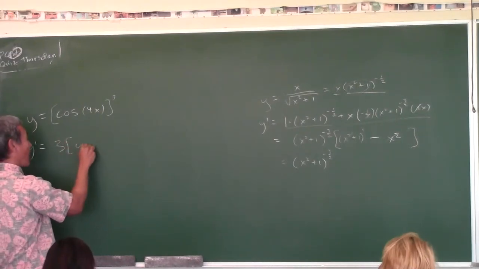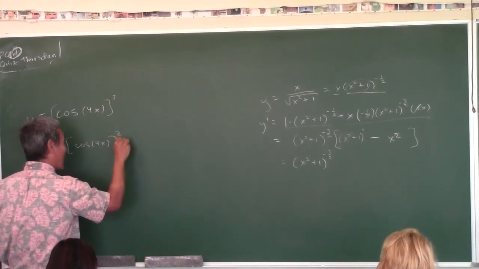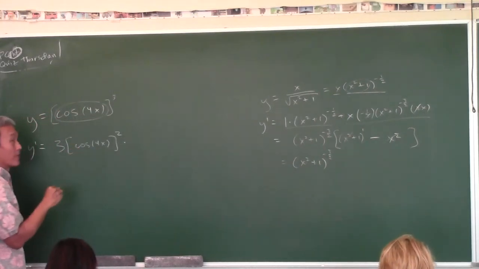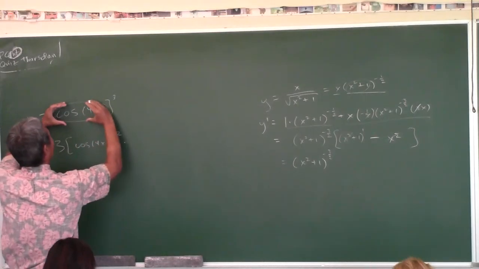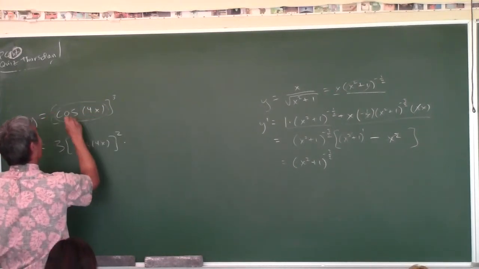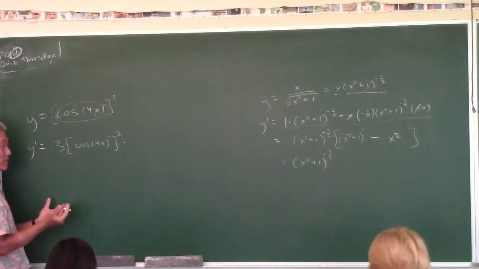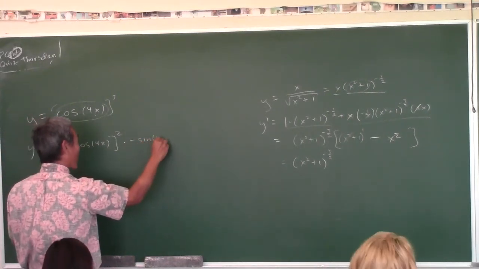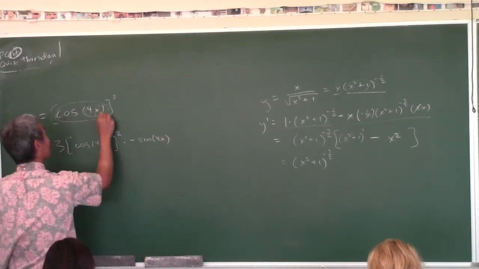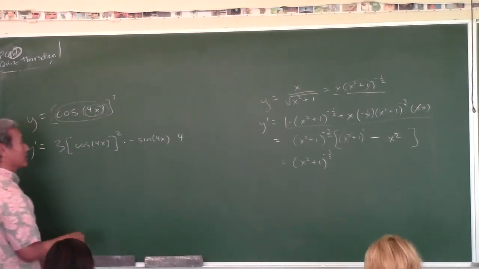3 box squared, times the derivative of the box. Now you readjust. What is the box? Cosine box. So now you have to ask yourself, how do I take the derivative of cosine box? Negative sine box times the derivative of that box, which is 4. Boom.